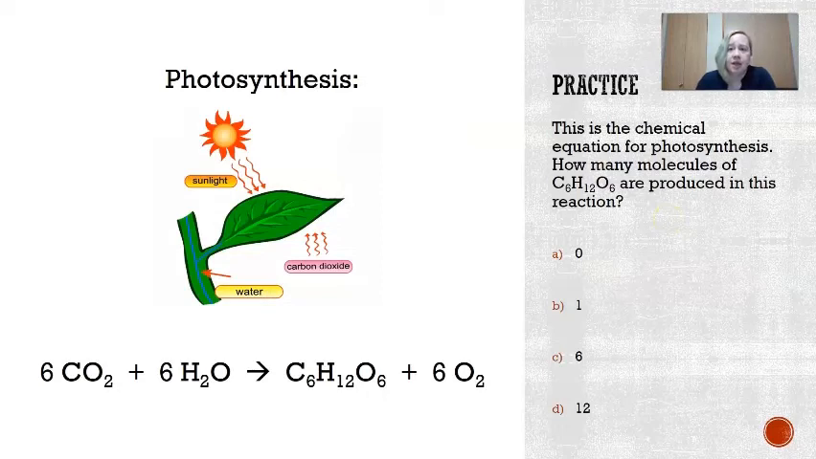And lastly, this is the chemical equation for photosynthesis. This is what plants do. How many molecules of C6H12O6 are produced in this reaction? Pause the video and give yourself an answer. So if you said 1, you are correct because it is here in the equation. There's no coefficient, which means there's an invisible 1 in front of it, all right? It cannot be 0 because if it was 0, this formula wouldn't even be in the equation, all right? If we didn't produce any of it, why would we put it in the chemical equation, all right?